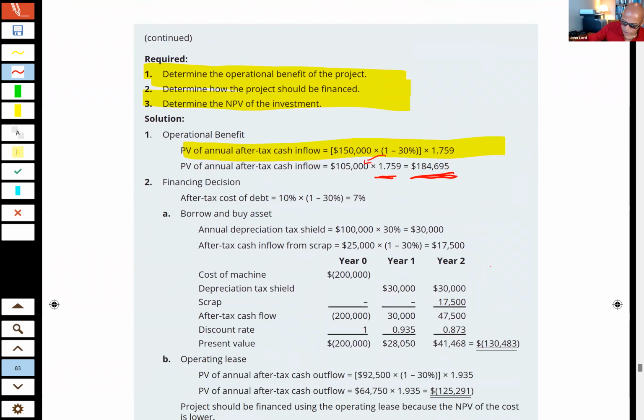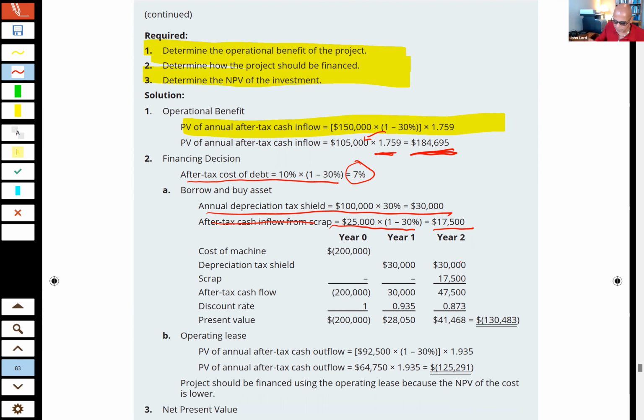financing. So we take a look and we have the after-tax cost of debt is 7%. We have a tax rate of 30%. They told us we had a 10% borrowing rate on that. So we go ahead and we have the annual tax shield. If we borrow money and we buy the asset, we're going to have a tax shield of 30. After-tax inflow from scrap, and that's going to happen towards the end of the project, 1 minus the tax rate again gives us this 17,500. Now again, the 200,000 is going out now.